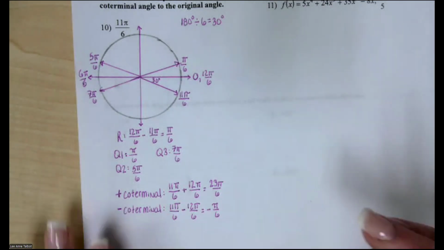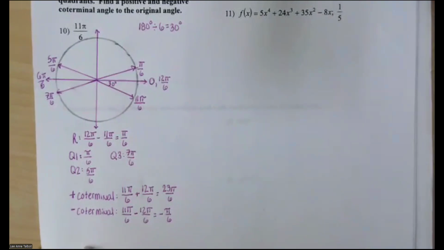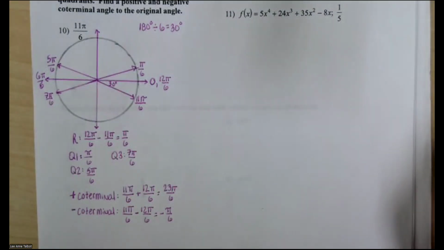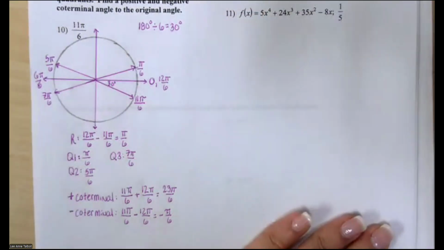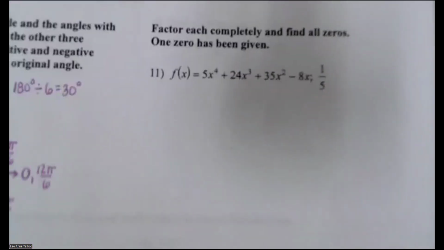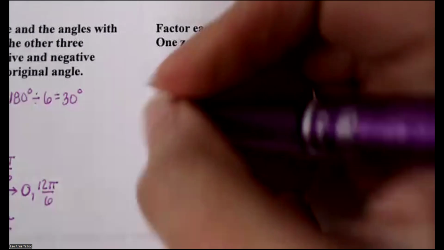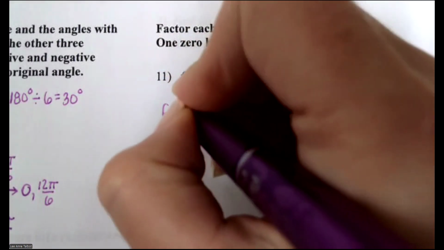Okay. Now back to polynomials. Factor each completely and find all zeros. One zero has been given. First, you notice that this one has an x, a common factor of x. You do notice it? Okay, let's take that out first before we start.